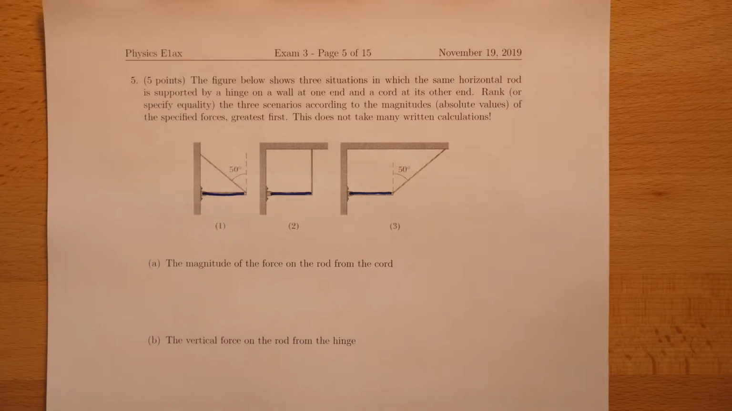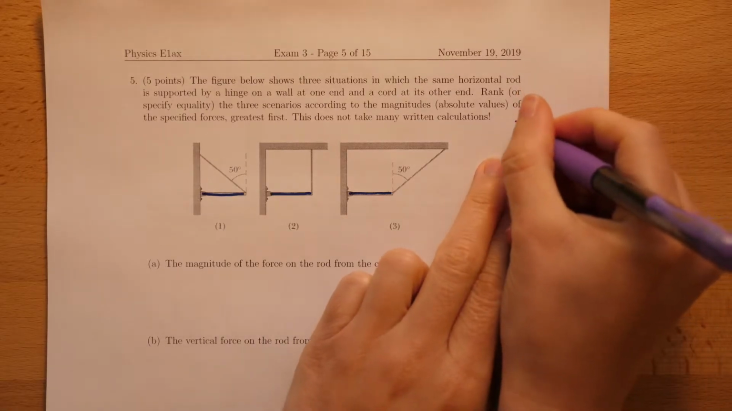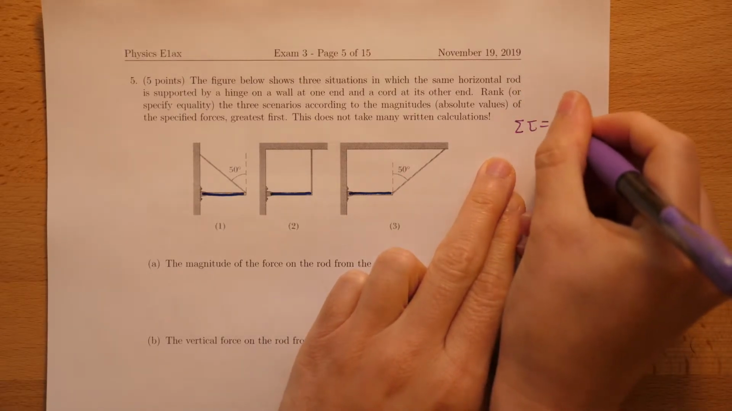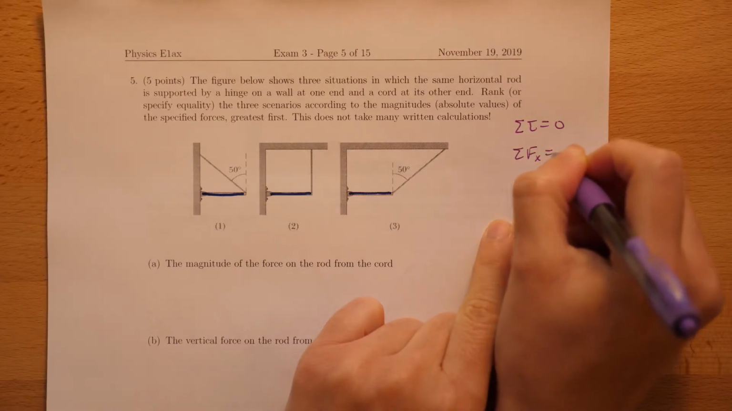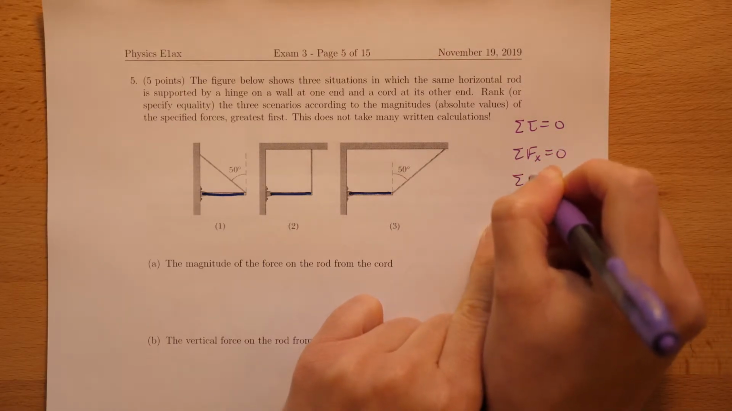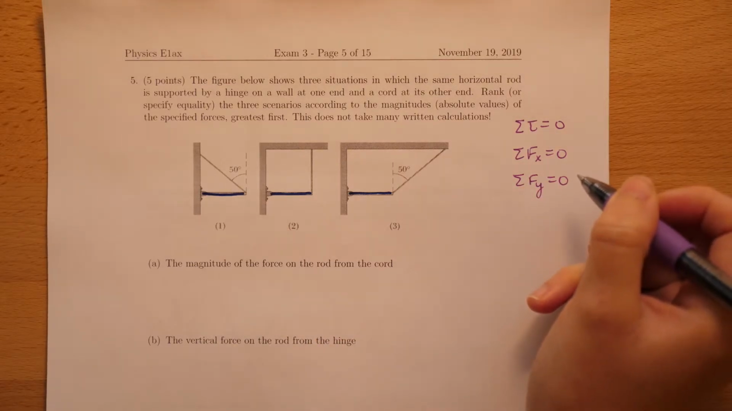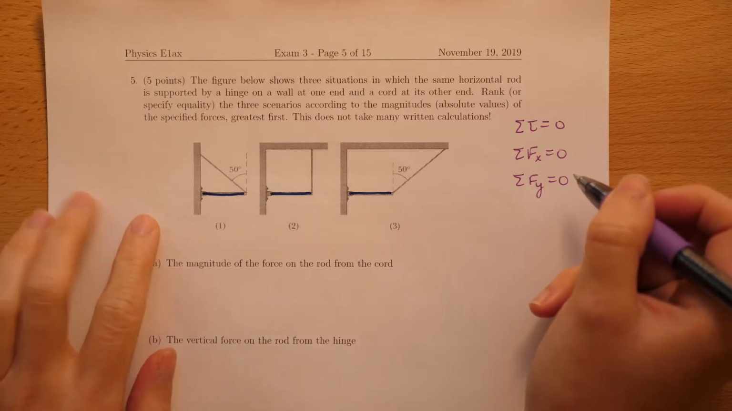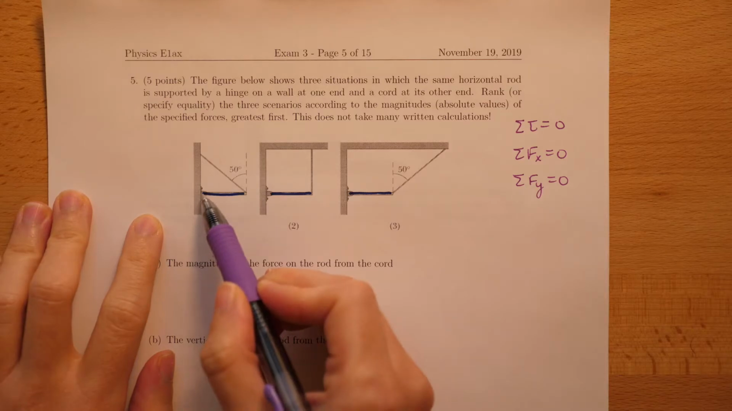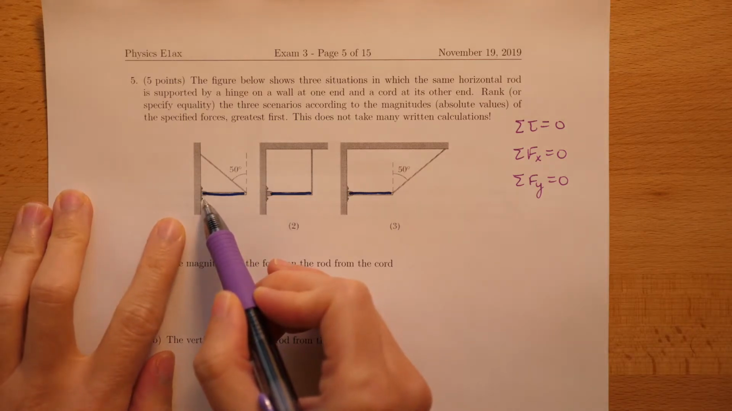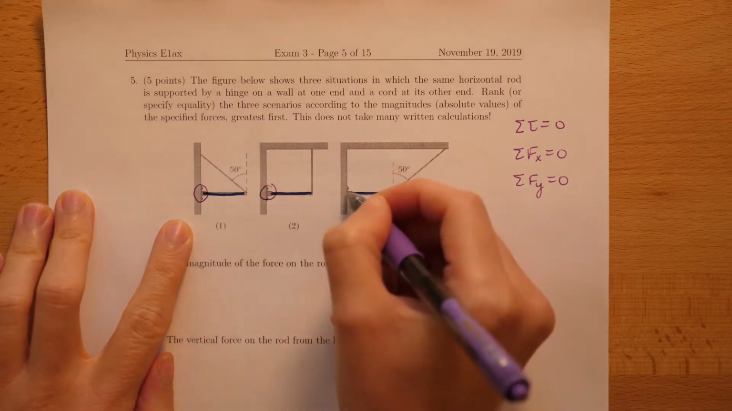So if they're all in static equilibrium, then that means that the sum of the torque has to be 0, the sum of the force in the x direction has to be 0, and the sum of the force in the y direction has to be 0. So let's start by thinking about the torque. And the hinge is the natural pivot. So let's start by placing our pivot at the hinge and see what information we get.